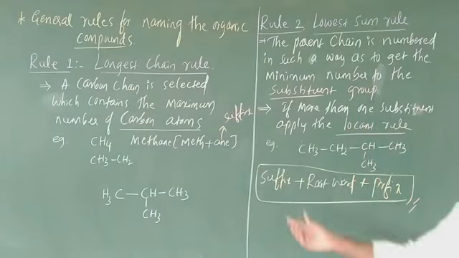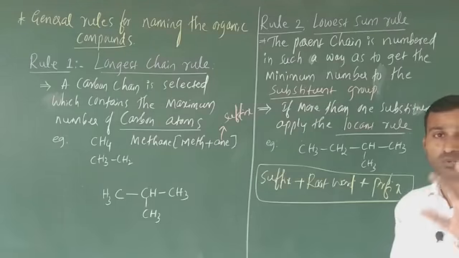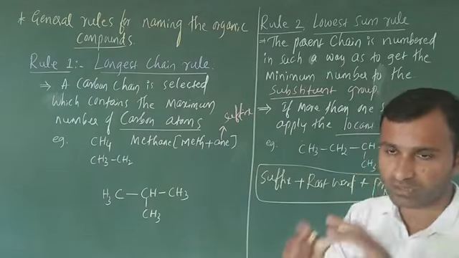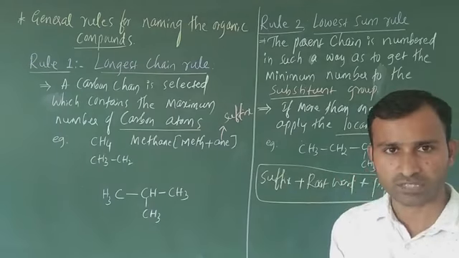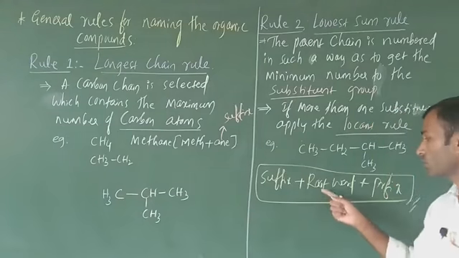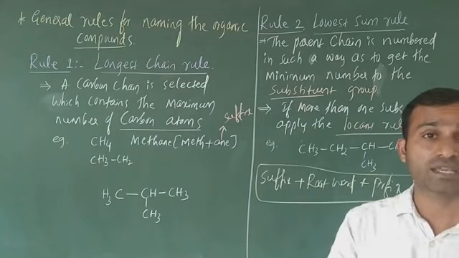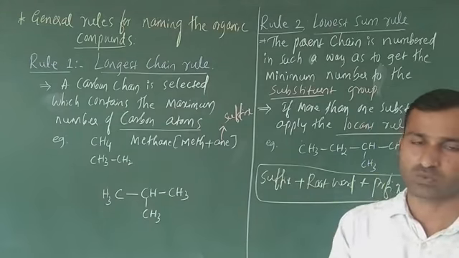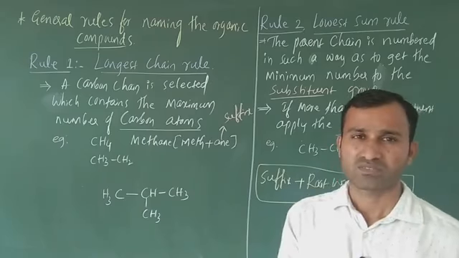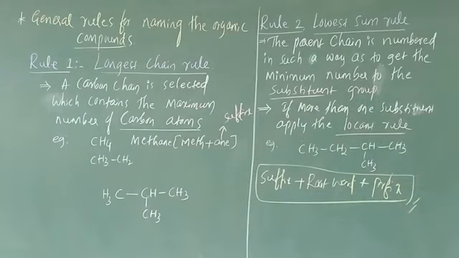First, the suffix is compulsory, which means we first write the functional group. If the parent chain contains a functional group, first we should mention the suffix. After that we apply the root word. The root word indicates the parent chain, how many carbons are there in the parent chain; whether 3 carbons or 4 carbons are there, we have to check and write. After that, the next one is the prefix.